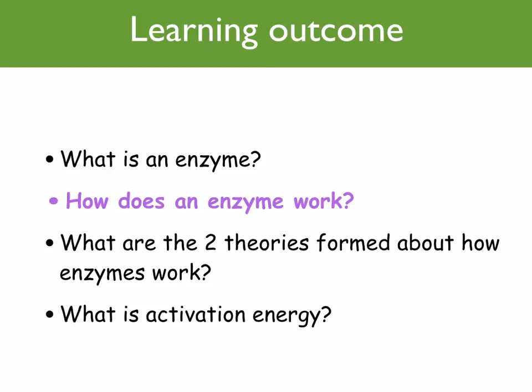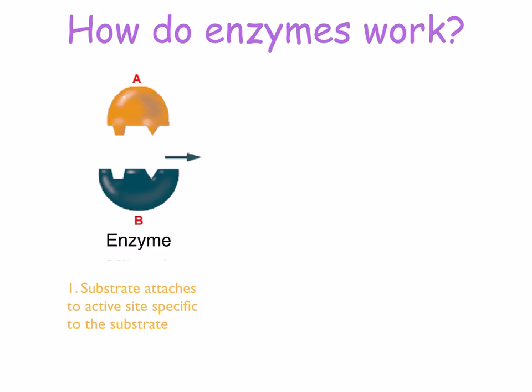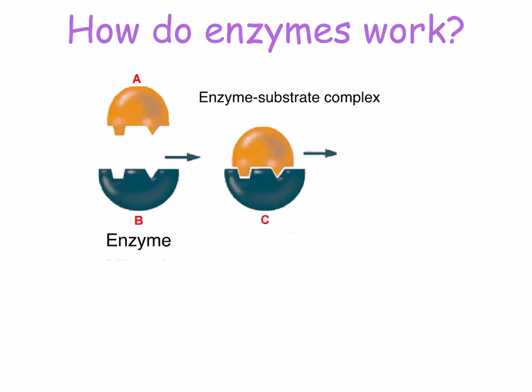So how does an enzyme work? Well, enzymes have got this active site that the substrate binds to, and this site is specific to the substrate, as you can see here. The enzyme's in blue and the substrate's in yellow. The substrate attaches to the active site specific to the substrate. This forms an enzyme-substrate complex. So when the substrate binds with the enzyme, an enzyme-substrate complex is formed.